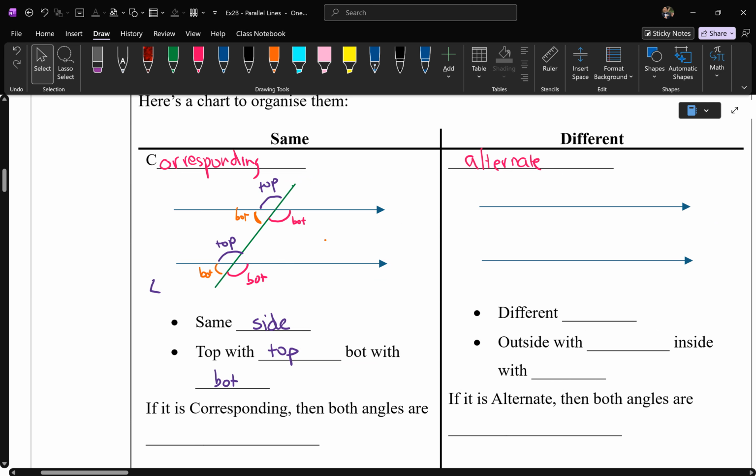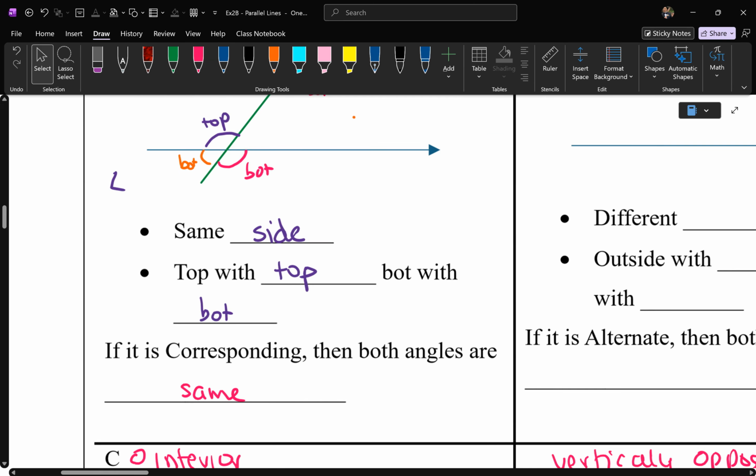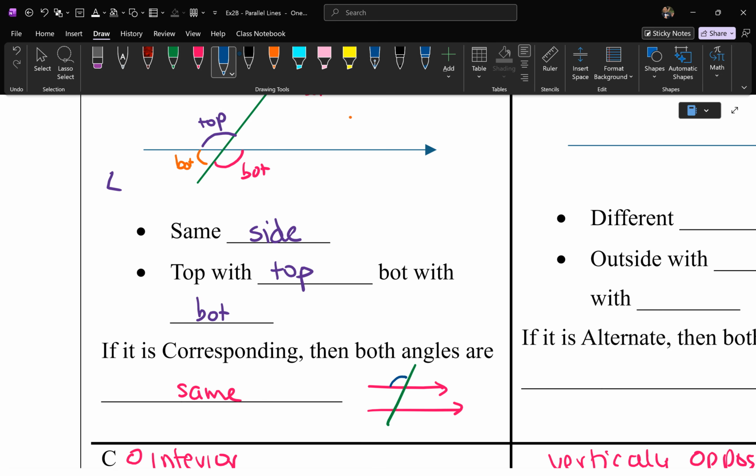So if it is corresponding, then both angles are, and fill this in, the same. What do I mean by that? Yeah, I'll draw an example so you can see. If I have two parallel lines and I draw a transversal line like this, and I told you that this is 150 degrees, so there, 150, it's on the top, first line, then the angle down here, this is also 150. These two are corresponding.